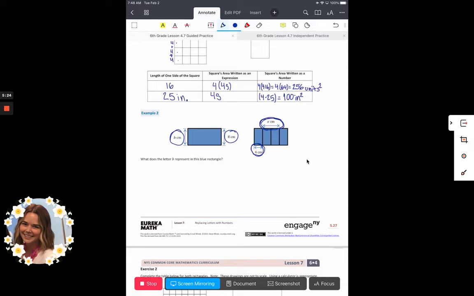So our first question here is asking us, what does the letter B represent in this blue rectangle? So B is going to be this one. So B is the length of a side.